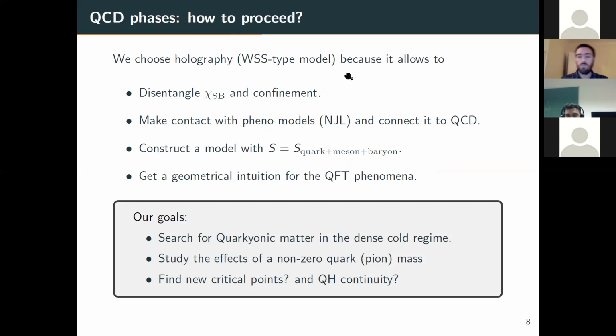So I will choose to try to answer some of these questions using holography for different reasons. The first one is that it allows me to disentangle in some way the physics of confinement and chiral symmetry breaking. It also allows me to make contact with models like NJL and not only QCD. It will allow me to construct an effective model, which is really a theory which has quarks, mesons, and baryons on the same footing.